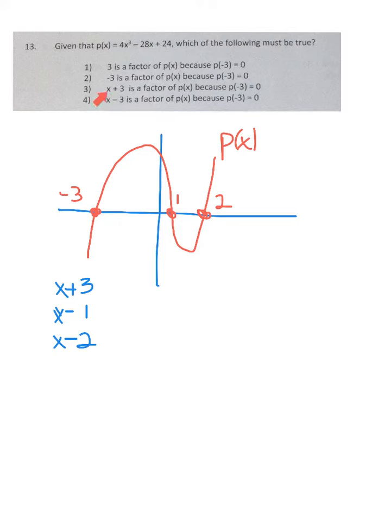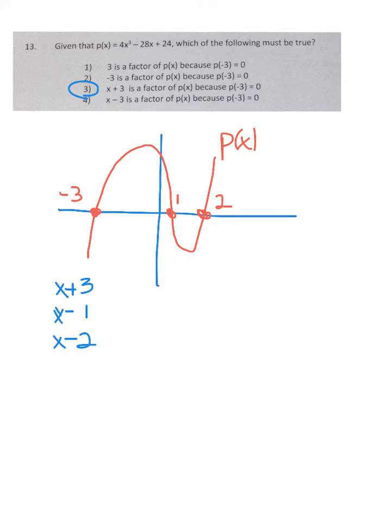factor x plus 3. Now let's just keep reading this though. So it says x plus 3 is a factor of p of x. That's true. Now let's watch this. Because p of negative 3 is 0. So this is saying when x is negative 3, I hit the x-axis. That's what that means. So let's look at this. When x is negative 3, look, I do hit the x-axis. So then I know that my answer is choice 3.